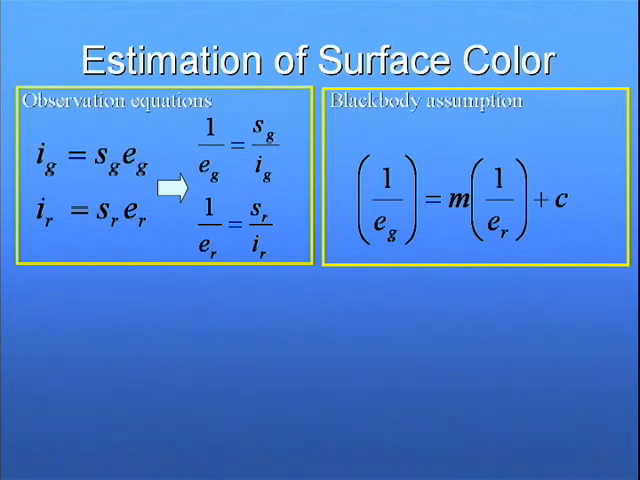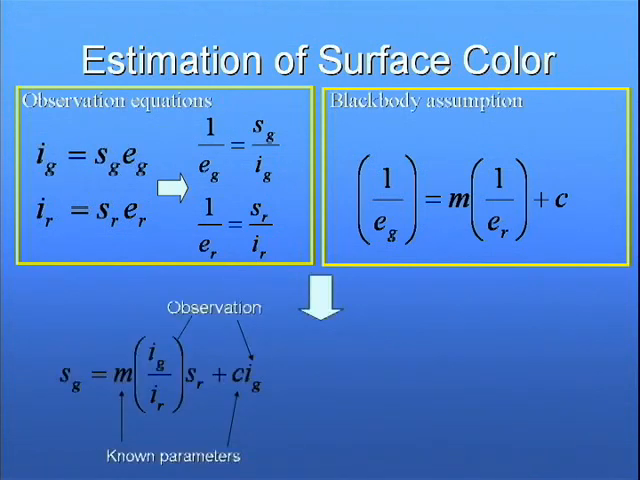1 over EG equals M multiplied by 1 over ER plus C, where M and C are known. Of course, EG and ER are unknown. We plug in this one here, and this one here. Now we can set up this kind of equation with SG, IG, and multiply IG, then we can set up these equations. Here, this is the observation component, the observed green color and red color, and M is a known value. IG is again the observed color.